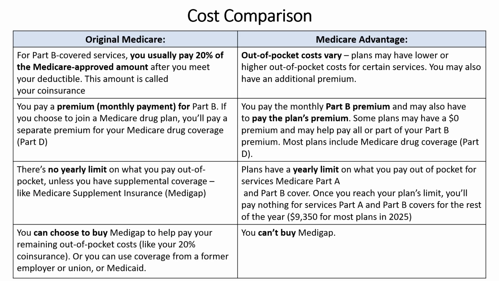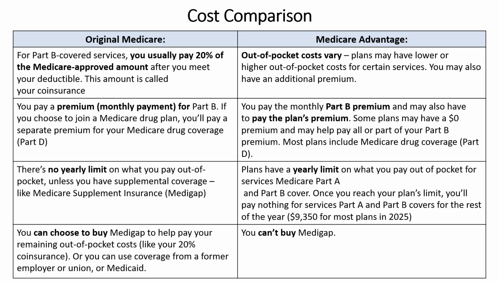With Medicare Advantage plans, out-of-pocket costs vary. Plans may have lower or higher out-of-pocket costs for certain services. You may also have an additional premium. You pay the monthly Part B premium and may also have to pay the plan's premium. Some plans may have a zero monthly premium and may help pay all or part of your Part B premium. Most plans include Medicare drug coverage, or Part D.